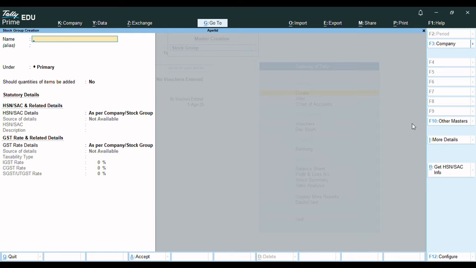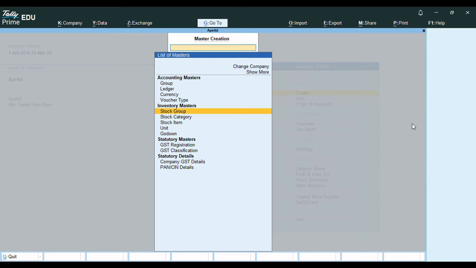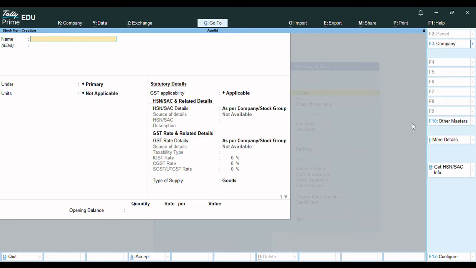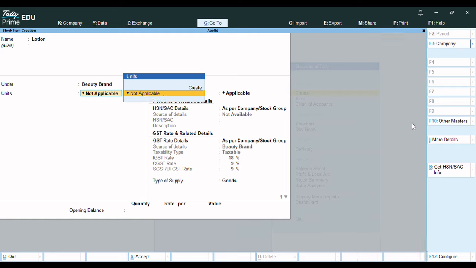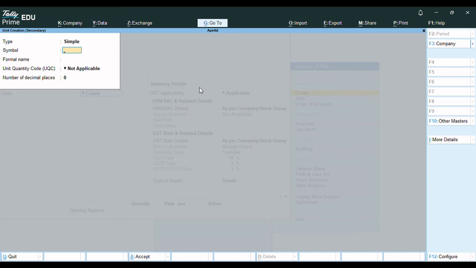Okay, second step: in your stock item, there are two stock items under your one stock group. One is your lotion. बच्चे देखो, प्राइमरी में जैसे आया ब्यूटी ब्रांड्स, units is applicable? Yes, obviously you are going to sell anything in units only. Numbers में होगा, pieces में होगा. Okay, so it is in pieces. We'll write down the pieces.